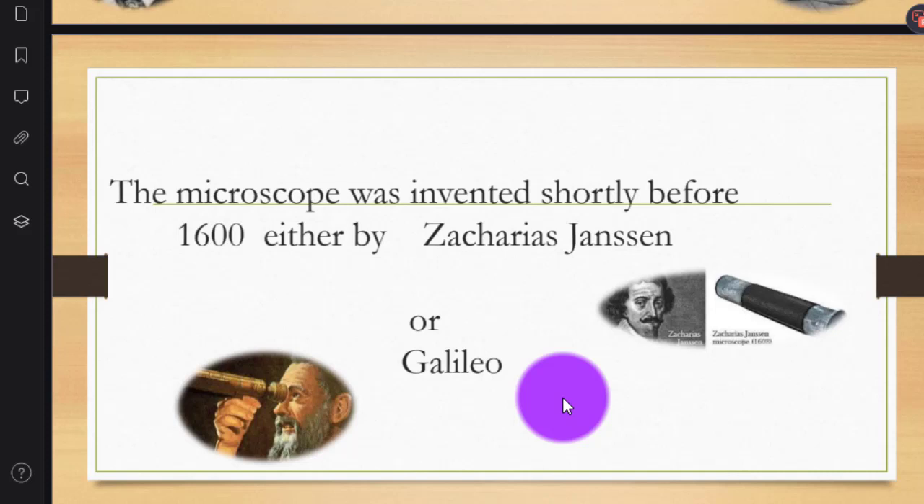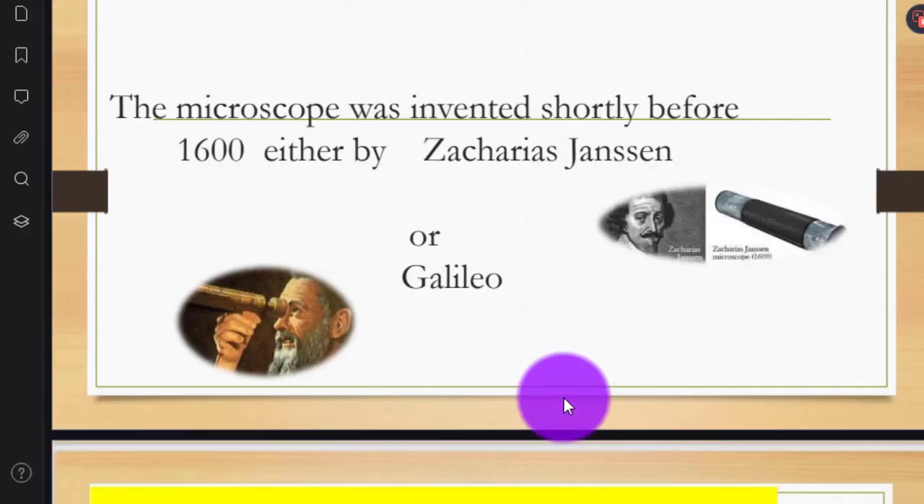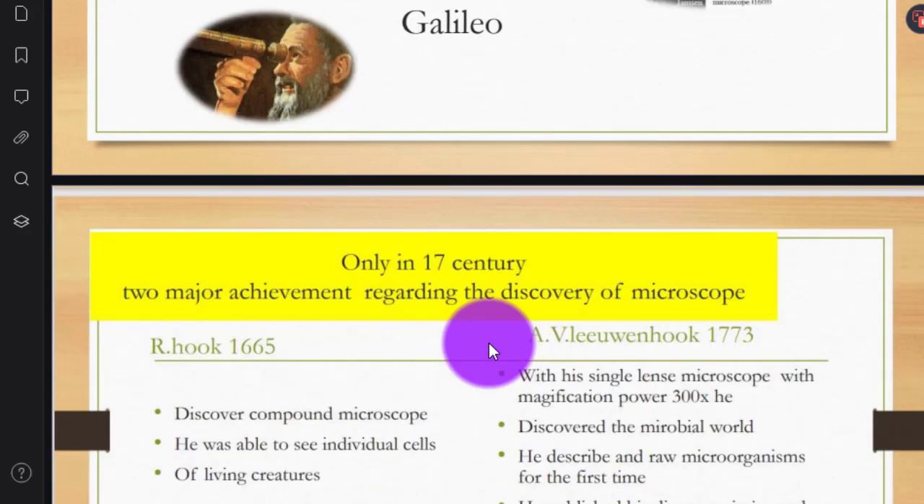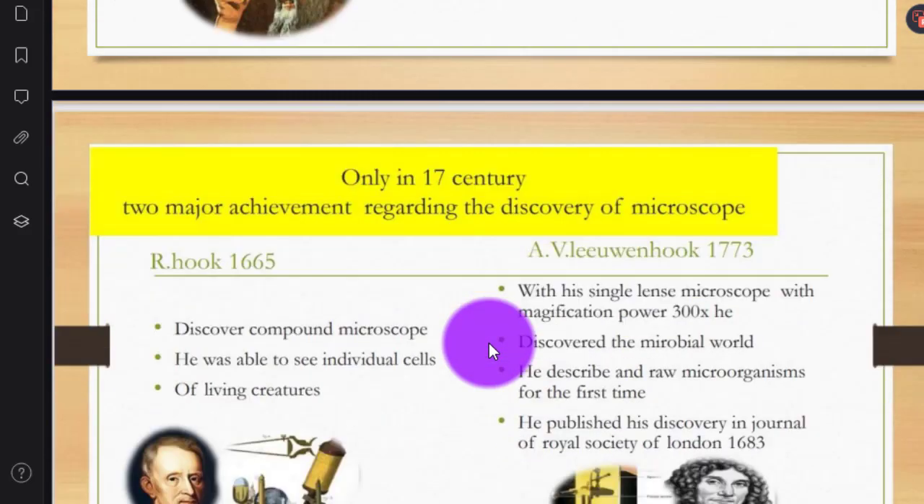The microscope was invented shortly before 1600, either by Zacharias Jansen or Galileo. Two persons also contributed to the development of the microscope. There are two persons in the 17th century, Hooke and Leeuwenhoek.